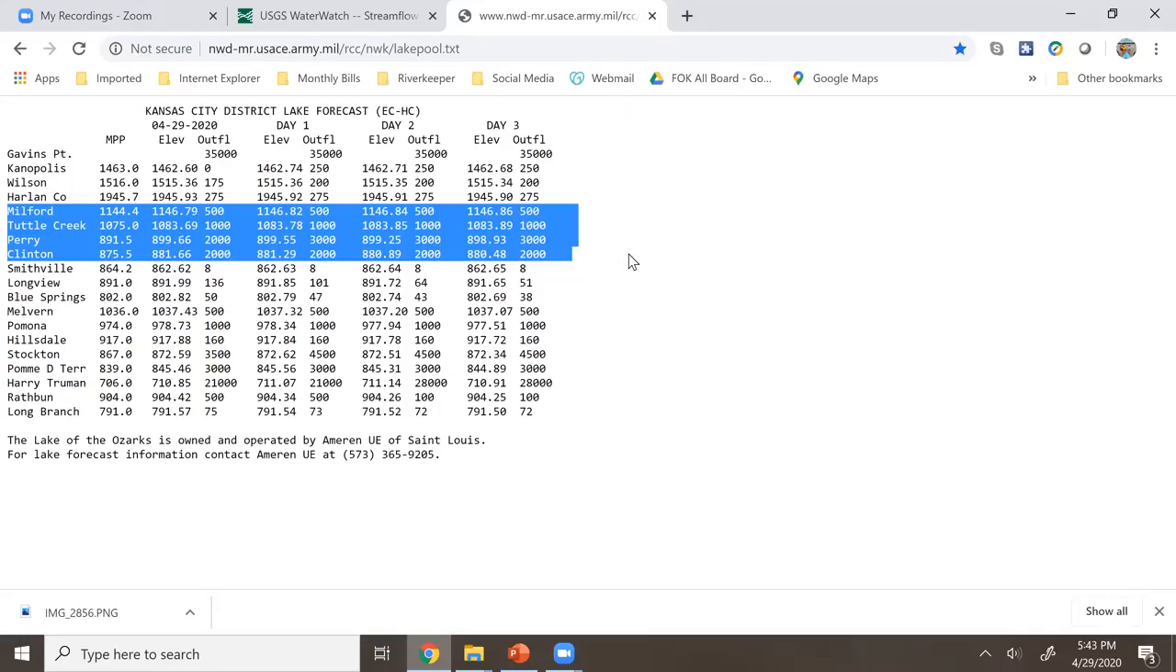And that is the multi-purpose pool. That's what their goal is for that reservoir. The elevation is currently 899.66, and they're outflowing with 2,000 CFS today.